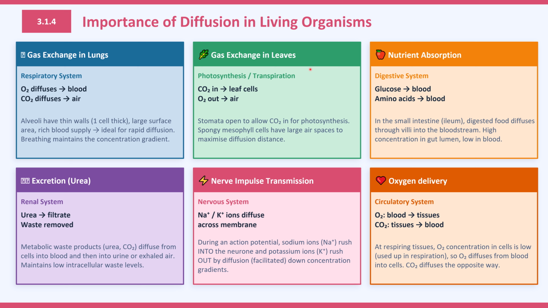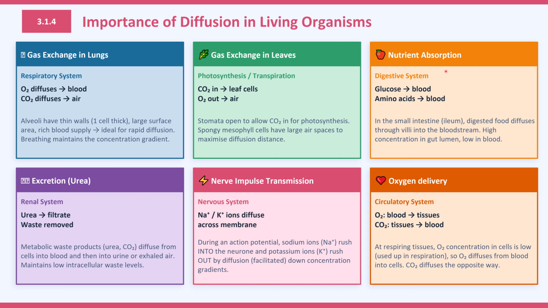Gas exchange in leaves: photosynthesis and transpiration. During photosynthesis, carbon dioxide diffuses into leaf cells through tiny openings called stomata, while oxygen diffuses out into the air. The spongy layer of the leaf creates large air spaces to ensure every cell is within reach. So here is the statement: stomata open to allow carbon dioxide in for photosynthesis. Spongy mesophyll cells have large air spaces to maximize diffusion.